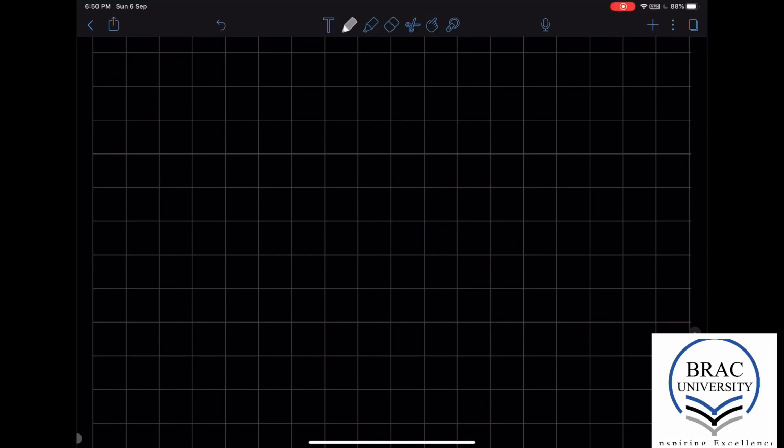Next, we're going to use the Biot-Savart law to find the magnetic field due to the current in a segment of wire. So let's remind ourselves what the Biot-Savart law was.